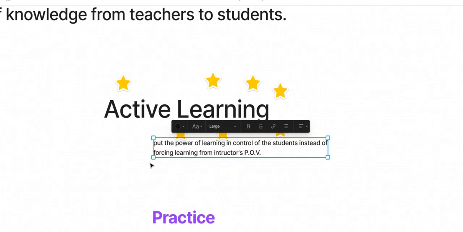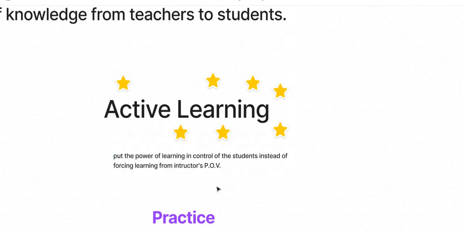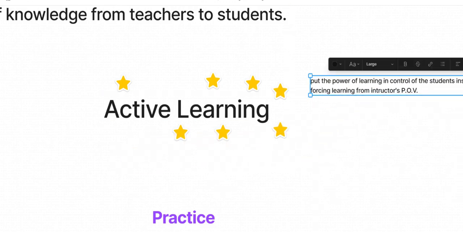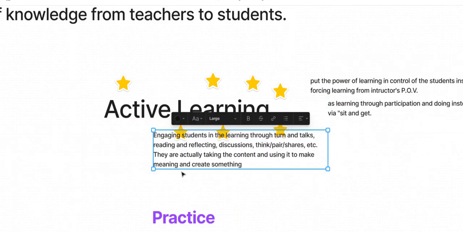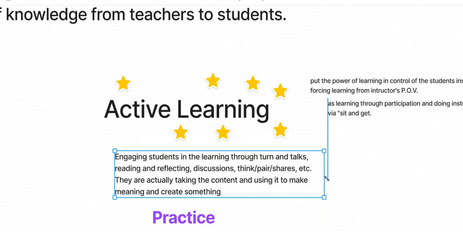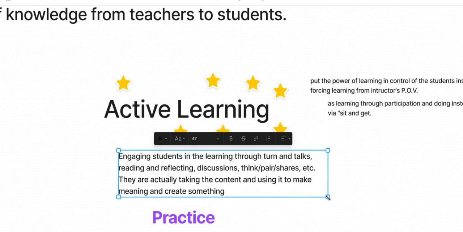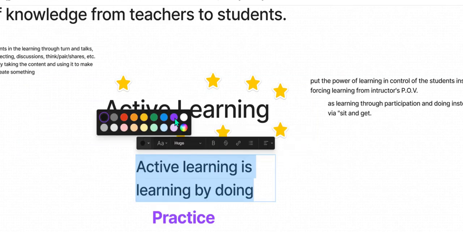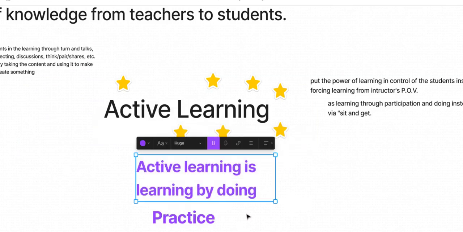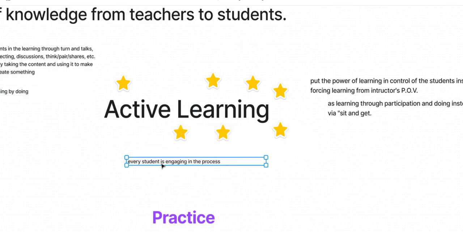Active learning puts the power of learning in control of the students instead of forcing learning from the instructor's point of view. And it's learning through participation instead of just sit and get. This is great. It's taking the learning and then using it to make meaning and create something. Active learning is learning by doing. This one was so important. Where every student is engaged in the process.